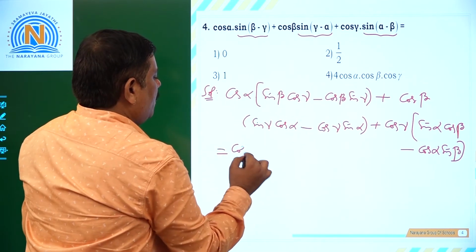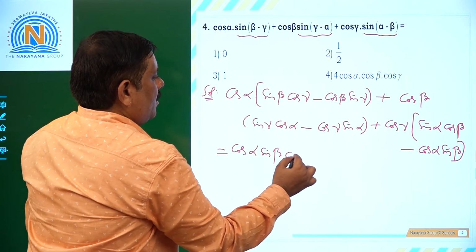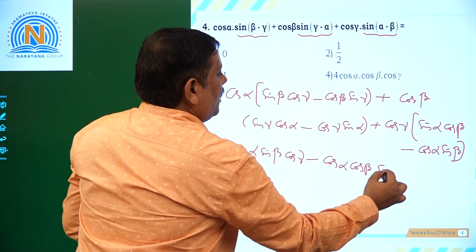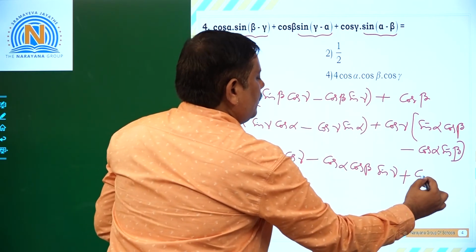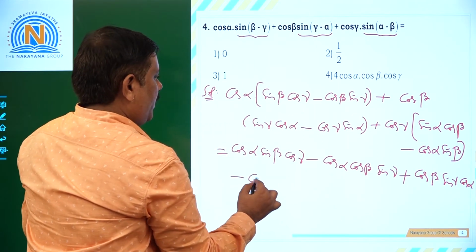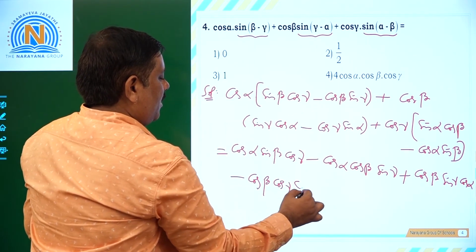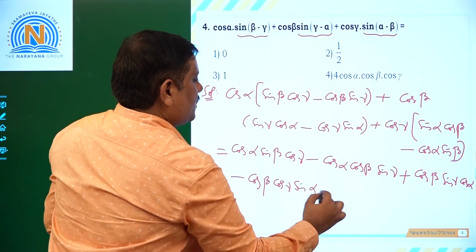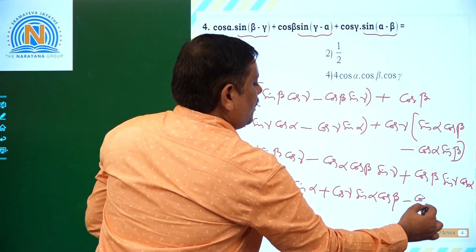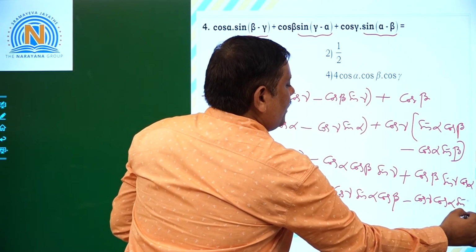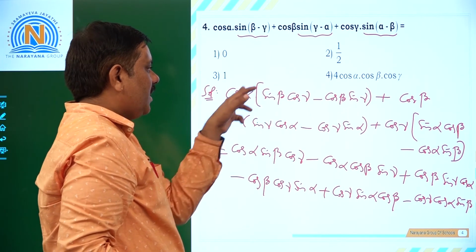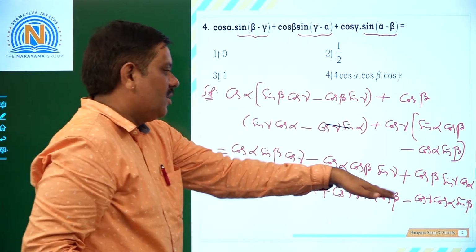Now let us open the brackets. Cos alpha, so what do you have? Cos alpha sin beta cos gamma minus cos alpha cos beta sin gamma plus cos beta sin gamma cos alpha minus cos beta cos gamma sin alpha. Next, plus cos gamma sin alpha cos beta minus cos gamma cos alpha sin beta. So we have expanded, like we opened up the brackets, cos alpha times this minus cos alpha times this, that is how we got this expansion.